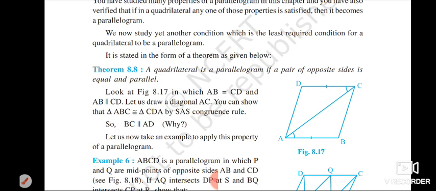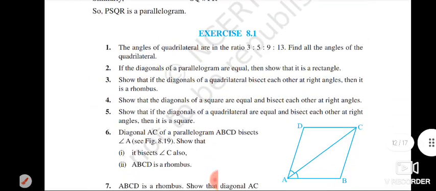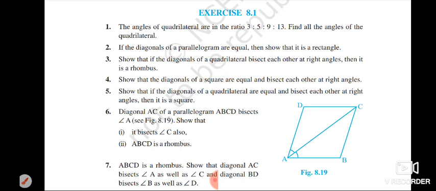Then after, next we are starting with the exercise, that is exercise 8.1. I will explain it to you with the PDF of the solution. In the solution PDF only I will explain it to you.